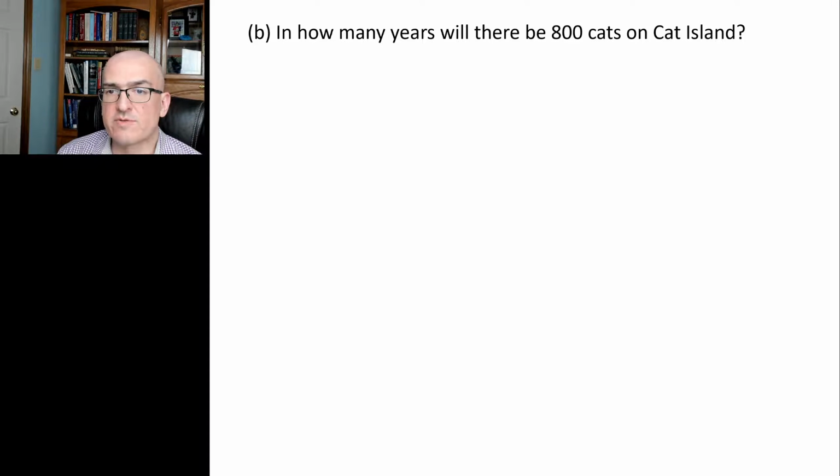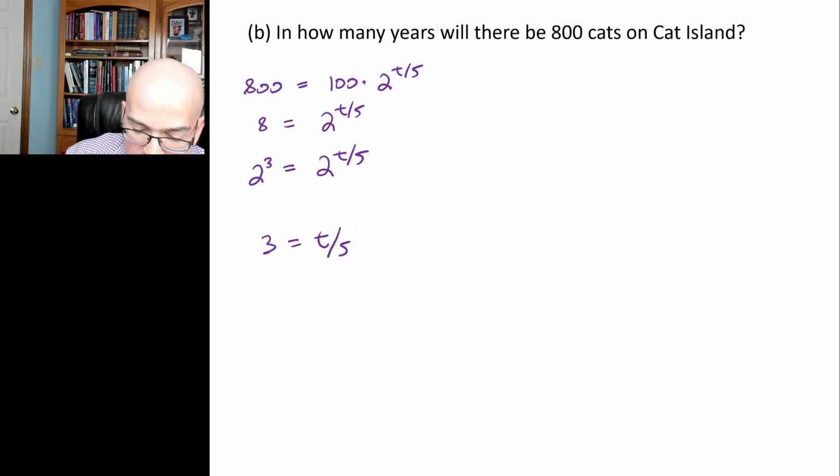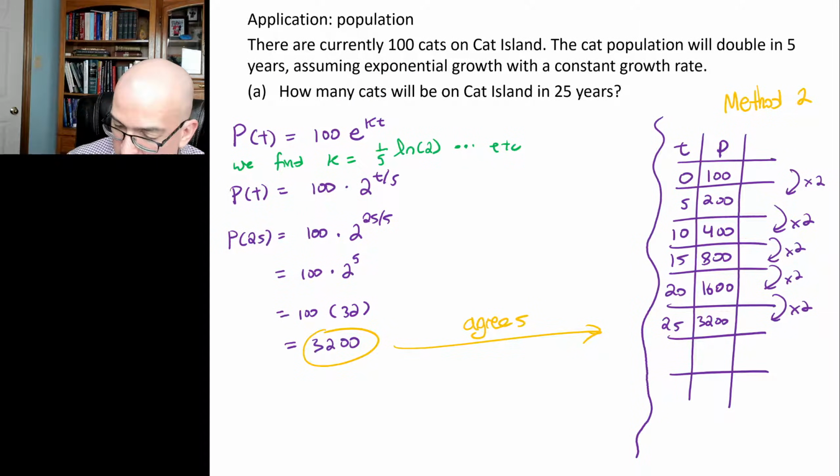How many years will there be 800 cats on the island? So 800 is equal to 100 times 2 to the t over 5. 8 is equal to 2 to the t over 5. We can write 8 as 2 to the 3 and then set the powers equal. 3 is equal to t over 5. Thus, t is equal to 15. You can also look at this table over here. There's your 15 there to get to 800.